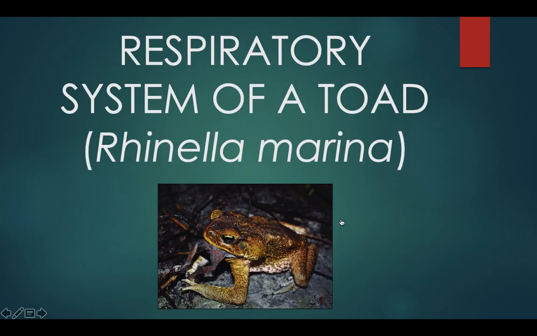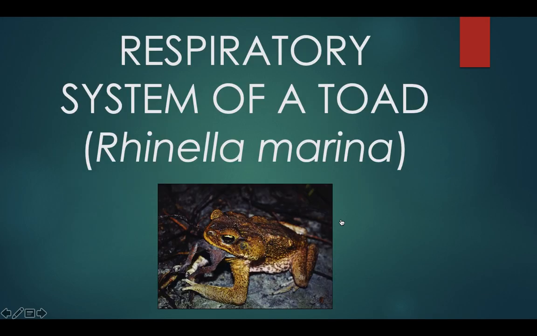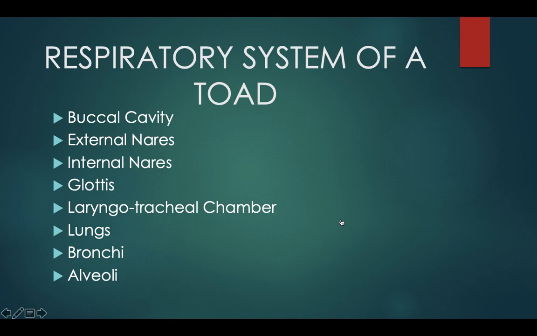Let's move on to the respiratory system of a toad, whose scientific name is Rhinella marina. The respiratory system has two kinds of respiration. First is cutaneous respiration, which is the diffusion of gases between its blood vessels and the surroundings, while pulmonary respiration allows the exchange of gases in and out of the lungs. Let's talk more about pulmonary respiration. It has an order of organs: the buccal cavity, external nares, internal nares, glottis, laryngotracheal chamber, lungs, bronchi, and alveoli.